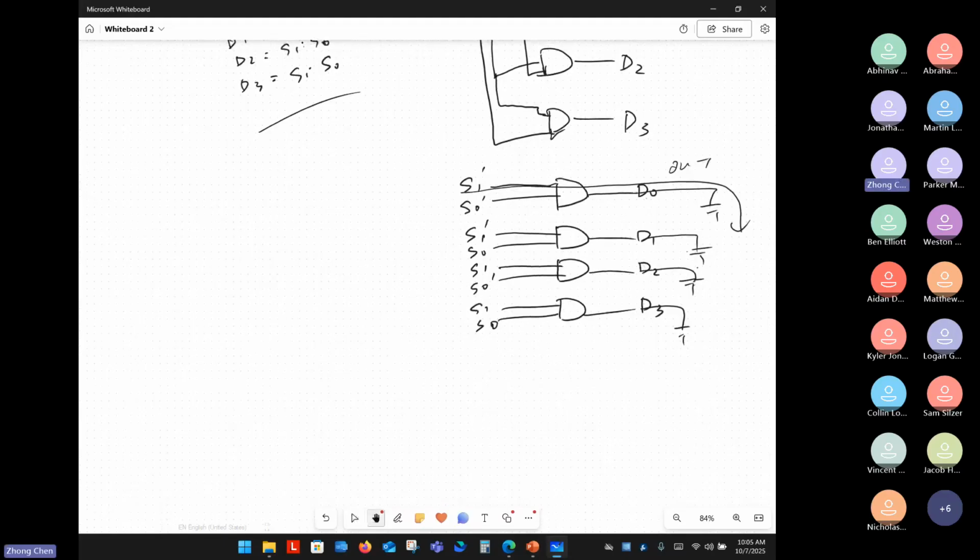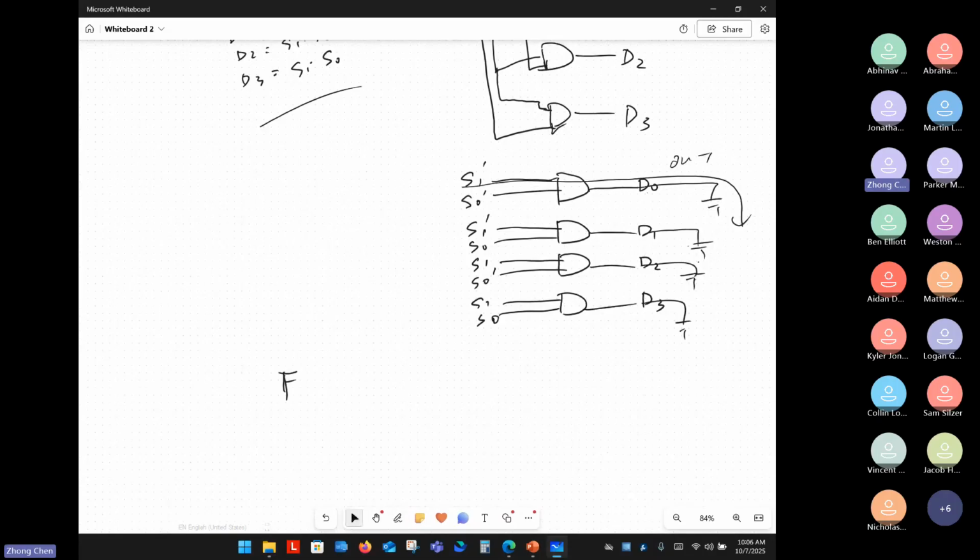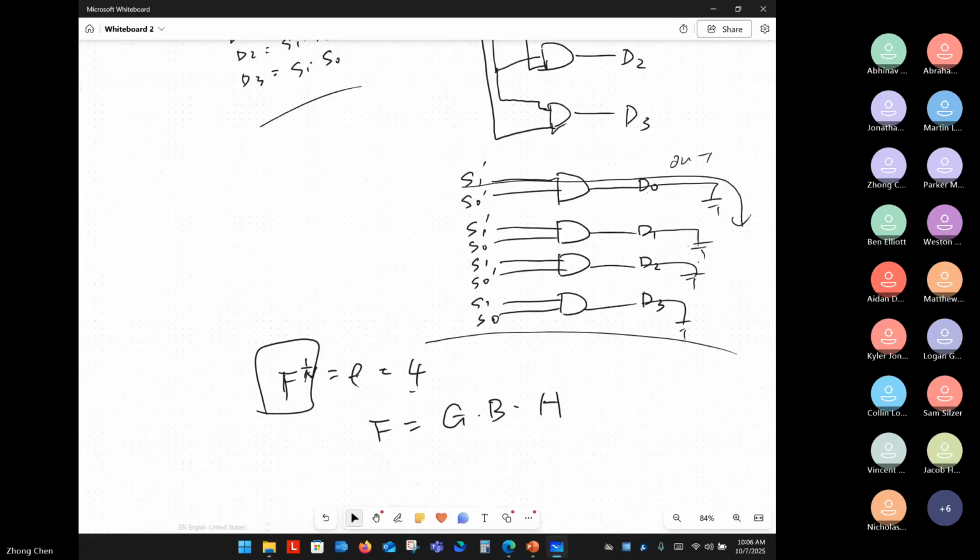So the example we have just gone through: f to the power of 1 over n is equal to rho. Let's keep rho equal to 4. That means I want my best stage effort equal to 4 to calculate the number of stages n. So what is the f value here? F is the GBH for this circuit. GBH is the value that we want to calculate first. And then once you have this value, you put it in here, use rho equal to 4, and you can back calculate the number of stages.